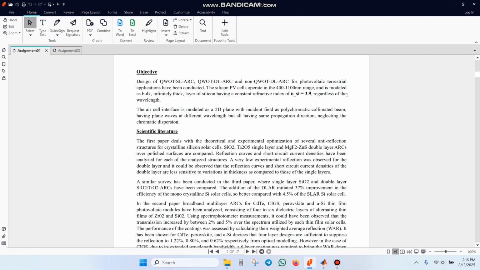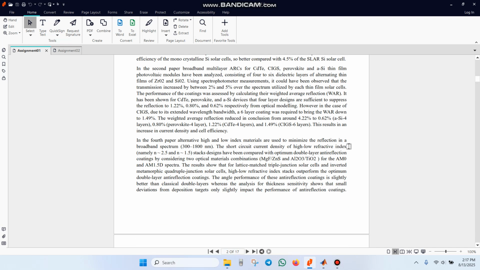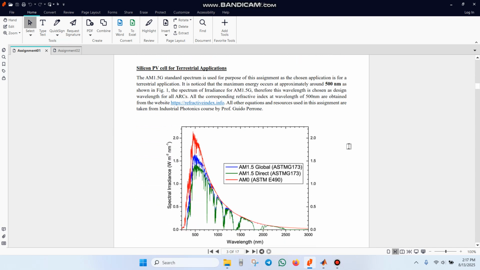Initially, we did a scientific literature survey to see what kind of designs are already available for ARCs. Silicon oxide and tantalum pentoxide are primarily used within the single layer ARC, whereas magnesium fluoride and zinc sulfide are mostly used in double layer ARC. We employed these materials as well, but the calculations related to the second material, its thickness as well as its refractive index, were done by a mathematical approach as well as an experimental approach.